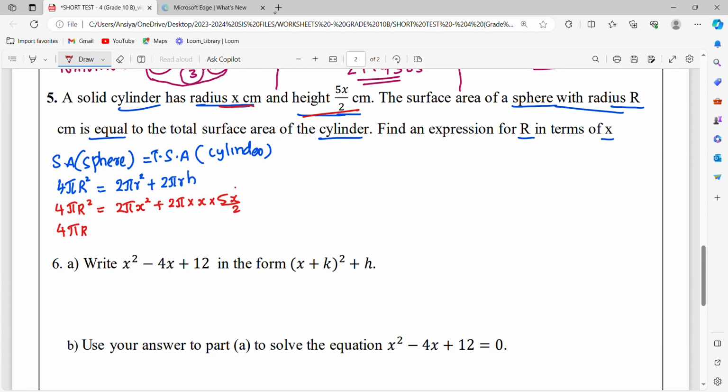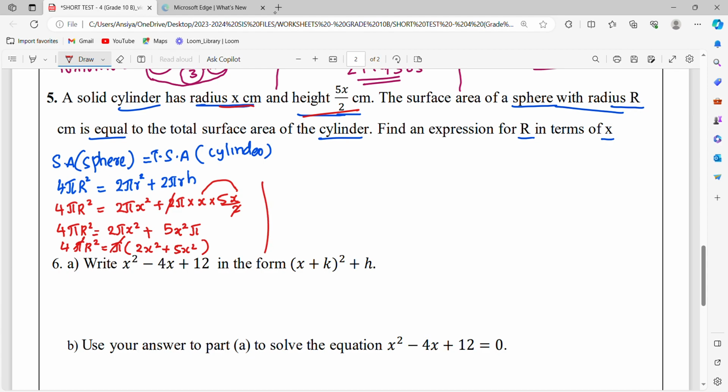4 pi R square is equal to 2 pi x square plus, this 2 and this 2 can get cancelled, x and x is x square. So 5x square pi. Okay, this 4 pi R square is equal to, actually I am taking pi outside here, so 2x square plus 5x square, because I want to cancel this pi and pi.